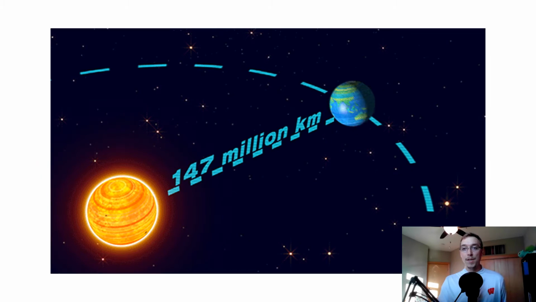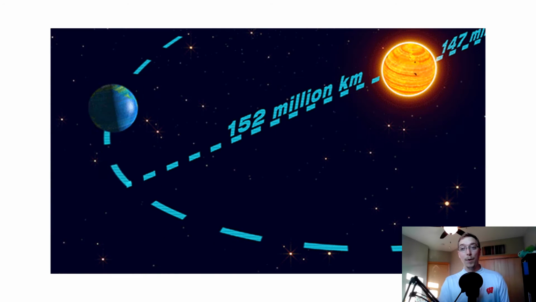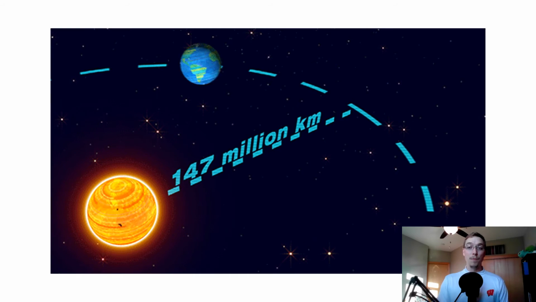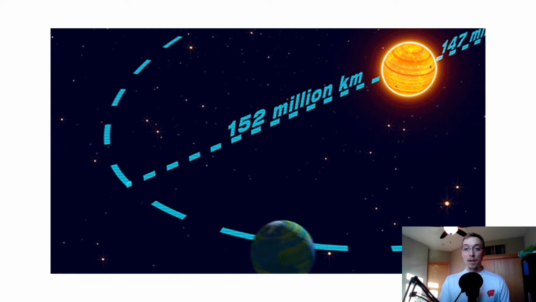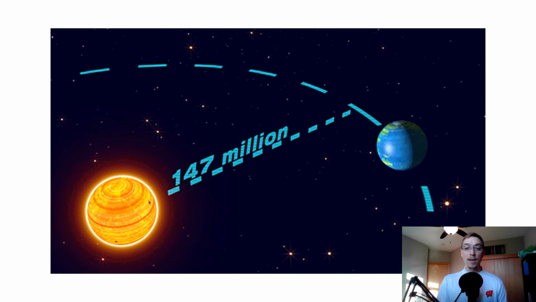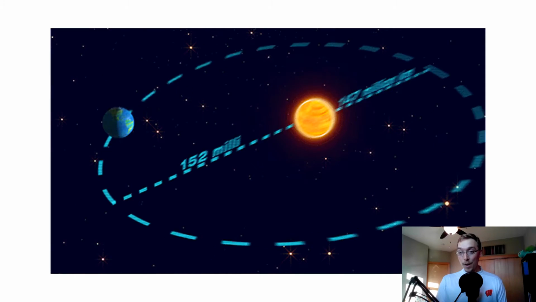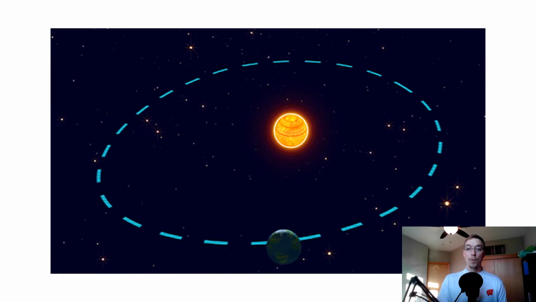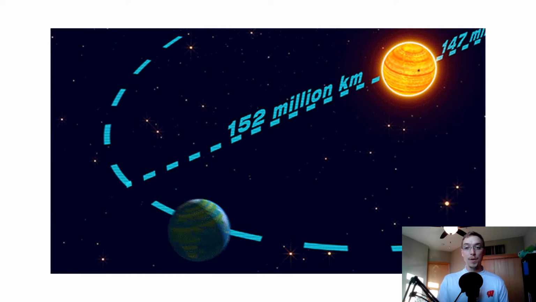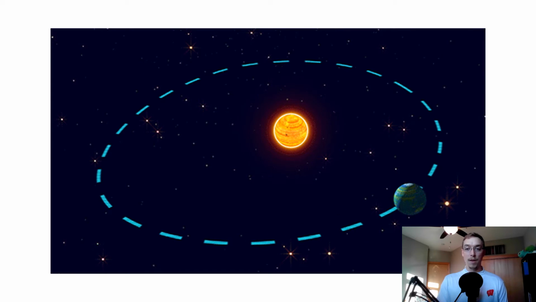So each year as the Earth moves on its elliptical orbit, it reaches its orbital minima around January 3rd at a distance of roughly 147 million kilometers from the sun. That means the Earth is closest to the sun around January 3rd. This position is called the perihelion. 6 months later, around July 4th, the Earth reaches its orbital maxima at a distance of 152 million kilometers from the sun, a position called the aphelion.